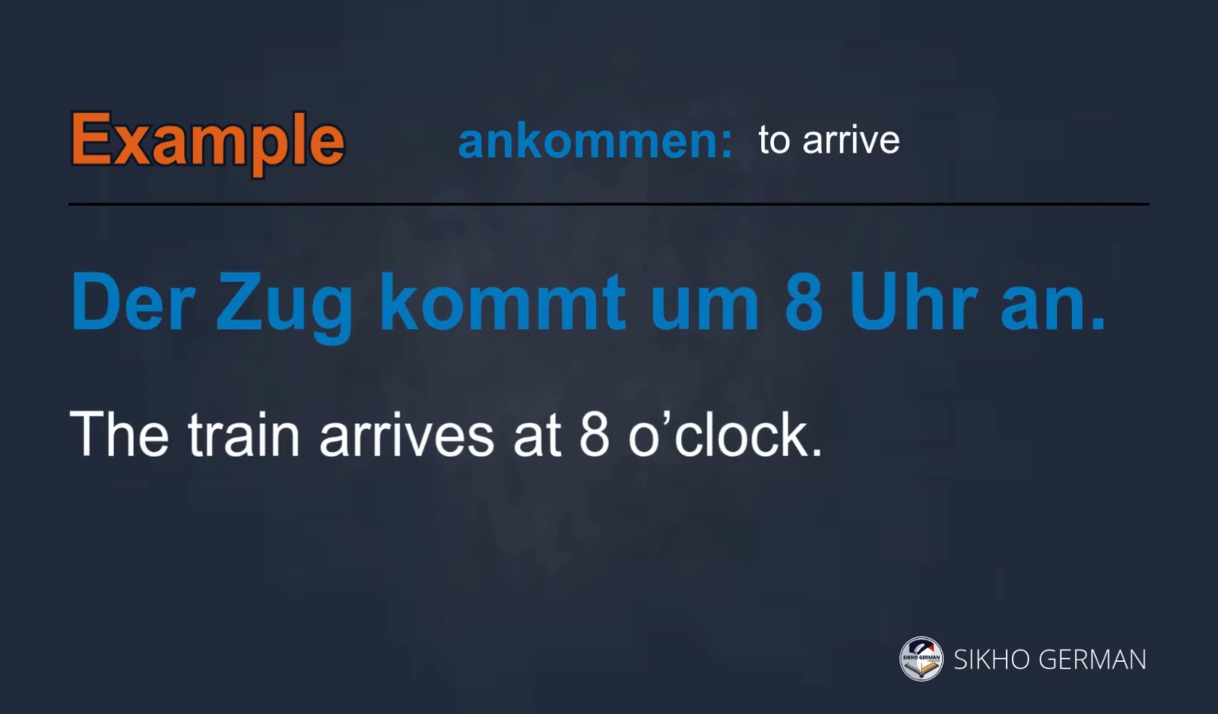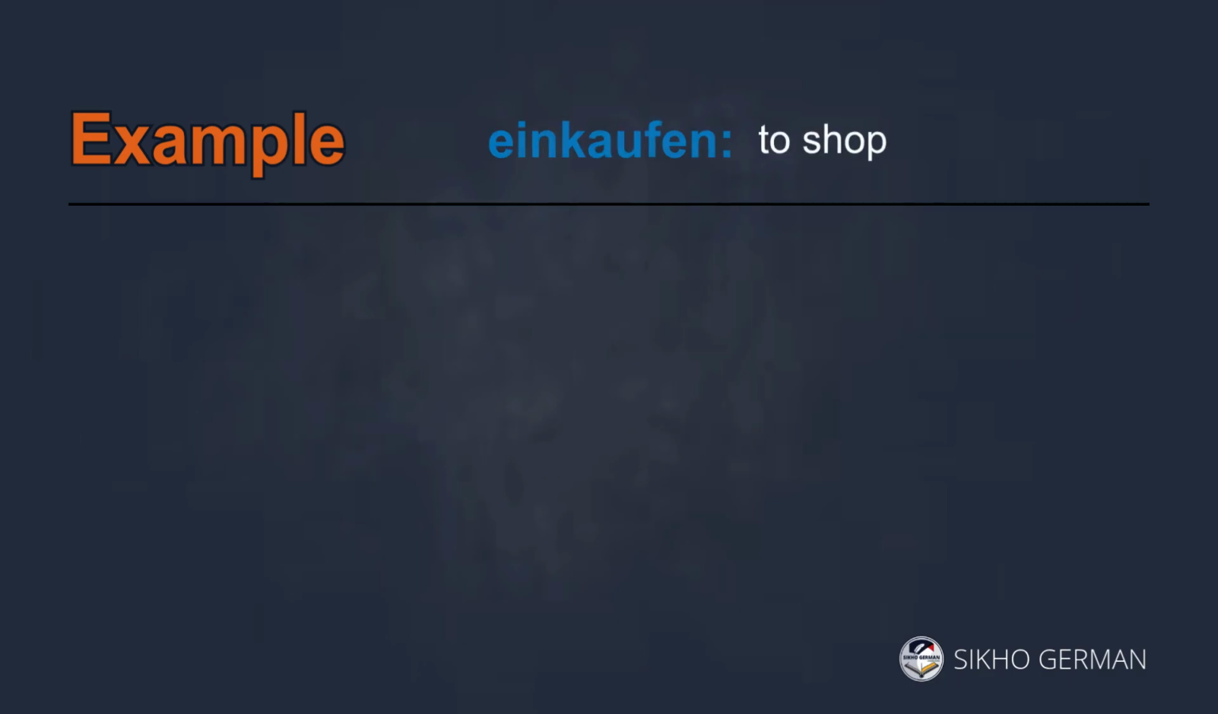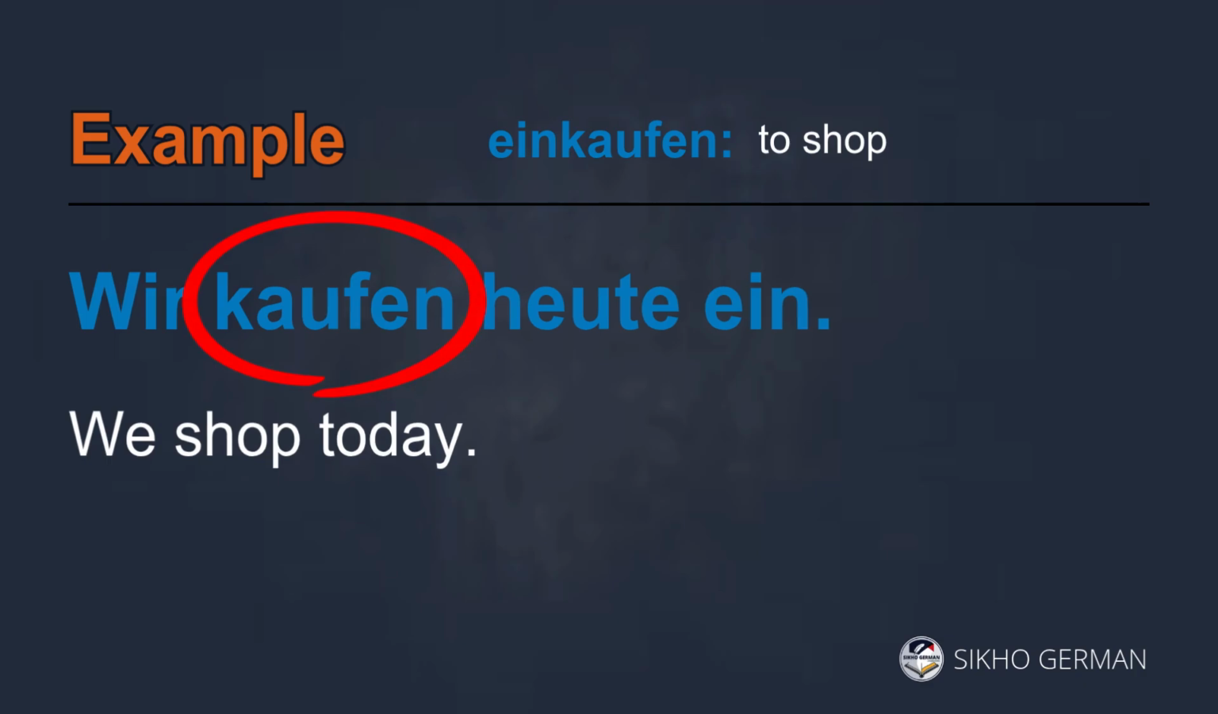Der Zug kommt 8 Uhr an. The train arrives at 8 o'clock. Again, kommen becomes kommt in position 2, and the prefix an sits at the very end. Here is einkaufen, meaning to shop. Wir kaufen heute ein. We shop today. The verb kaufen is conjugated for wir, and the prefix ein is separated at the end.